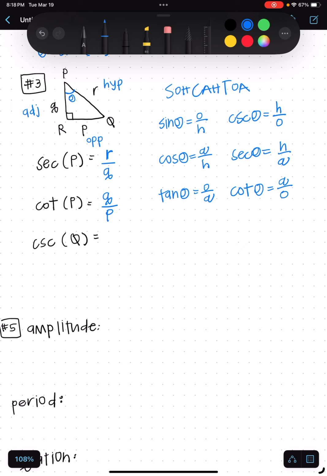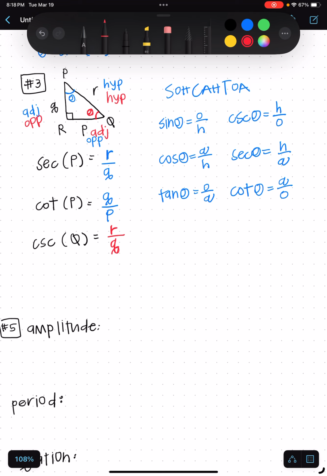Now on this last one, it's the cosecant of Q. So what I have to do now is, actually, I'm just going to do it in red. Instead of having theta be P, I'm going to have theta be Q, which just changes my opposite and adjacent. So now my opposite side is over here, and my adjacent side is over here. My hypotenuse stays the same because your hypotenuse is always across from the right angle, and the right angle never changes. So now if I'm finding the cosecant of Q, cosecant is hypotenuse over opposite. Your hypotenuse stays the same at R, but then your opposite side is now Q.